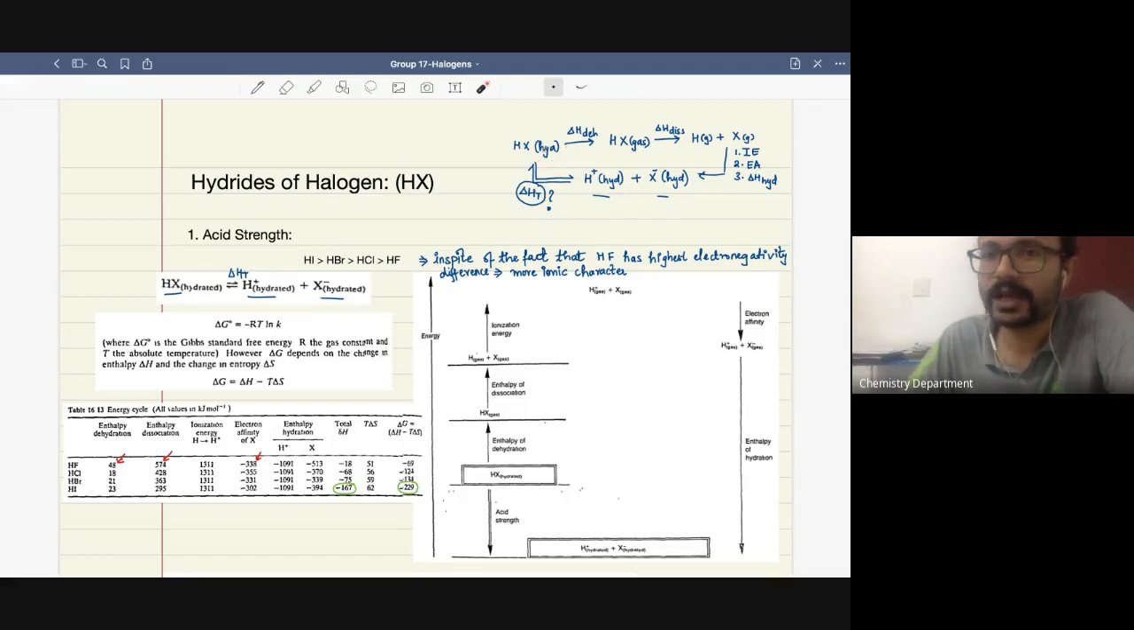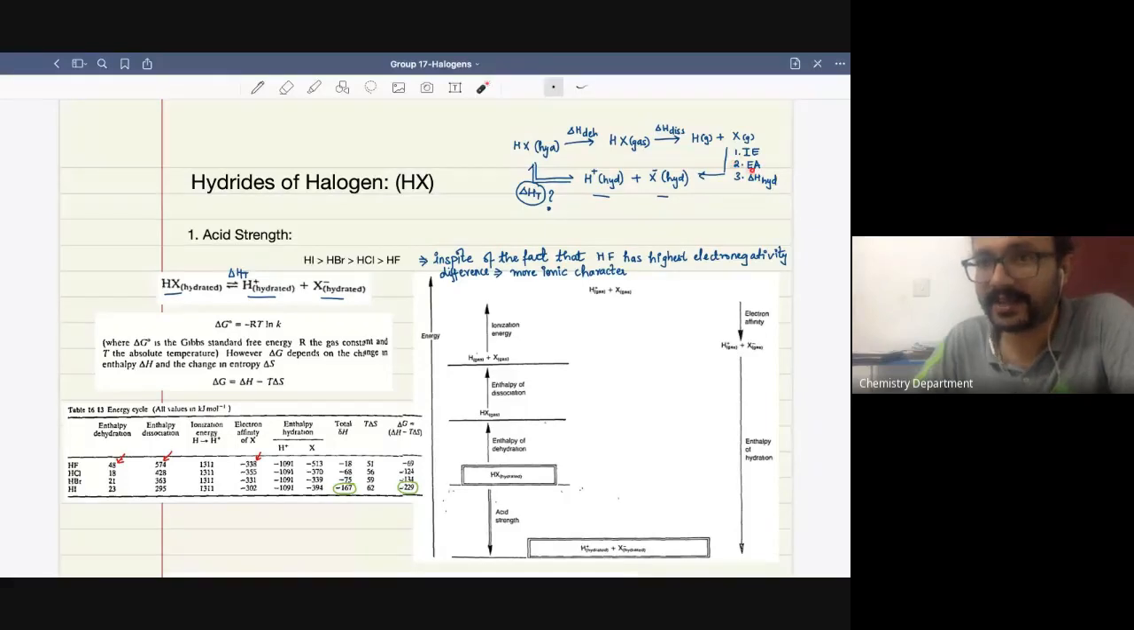So what we do is use this HX hydrated formula. First, we dehydrate it, so delta H dehydration, to give you HX gas. The next step is dissociation into H atom and X atom. Thereafter the next step would be the ionization energy of H to the H plus state. Then X gas to X minus gas, where you will have an electron affinity value.